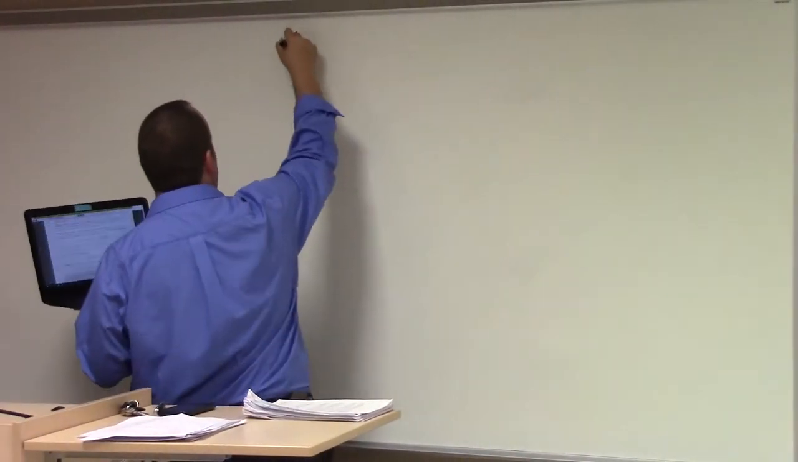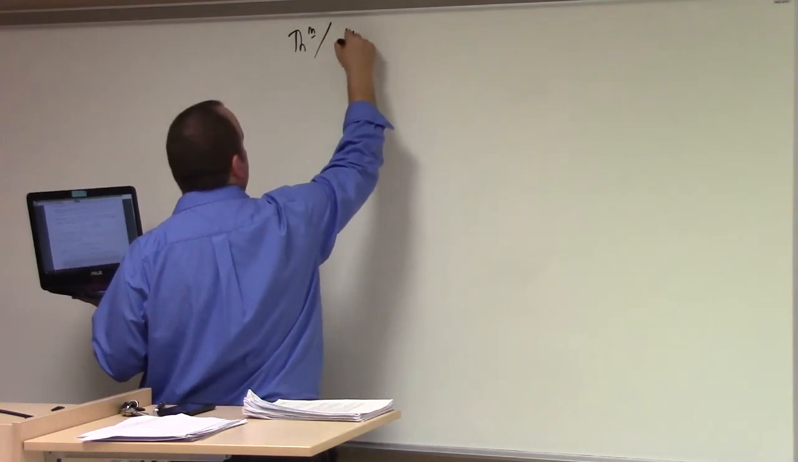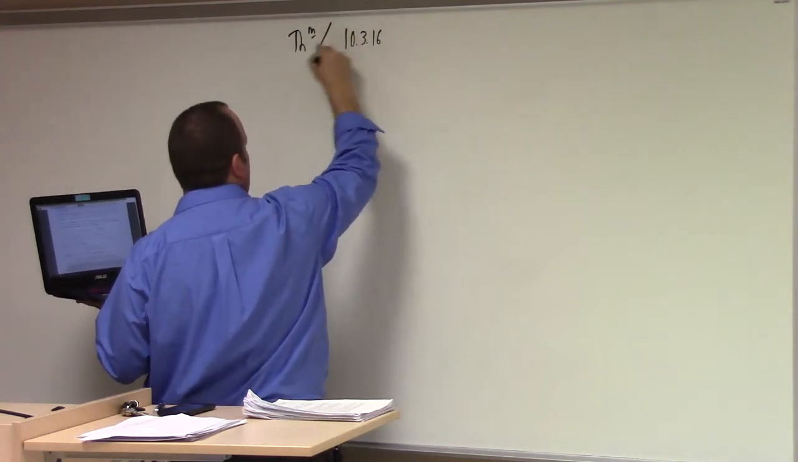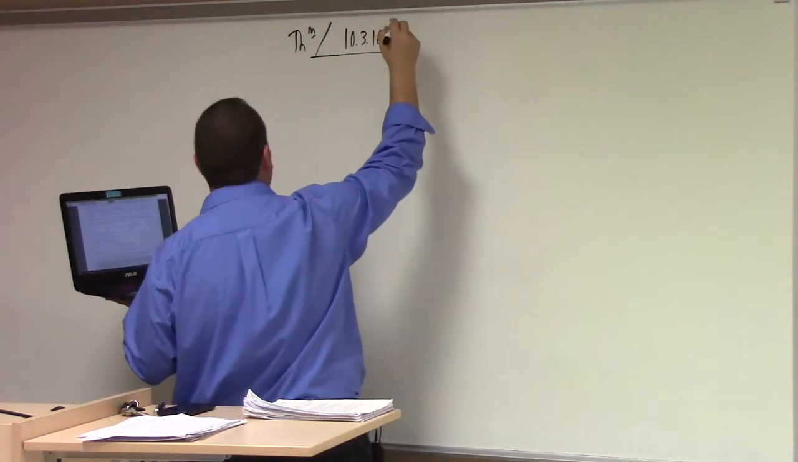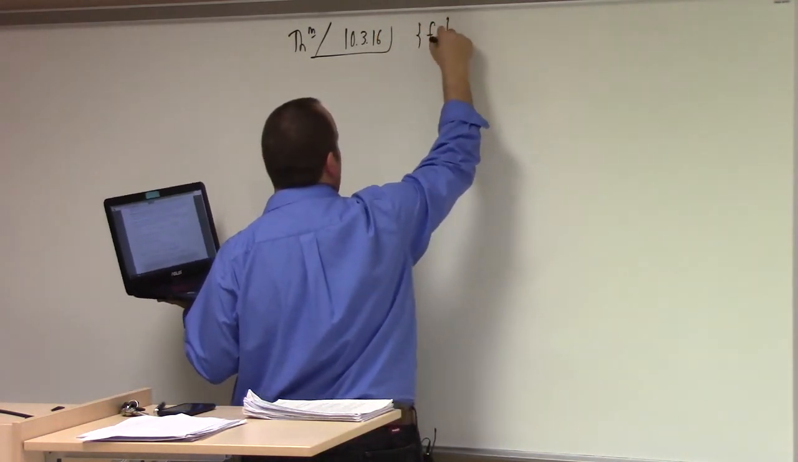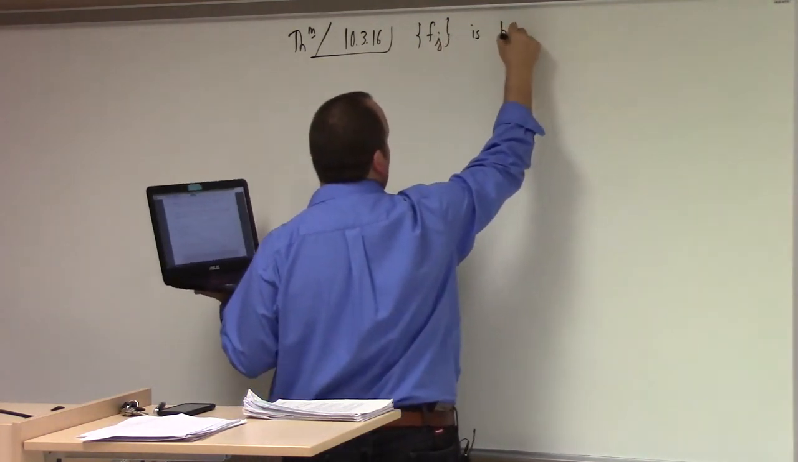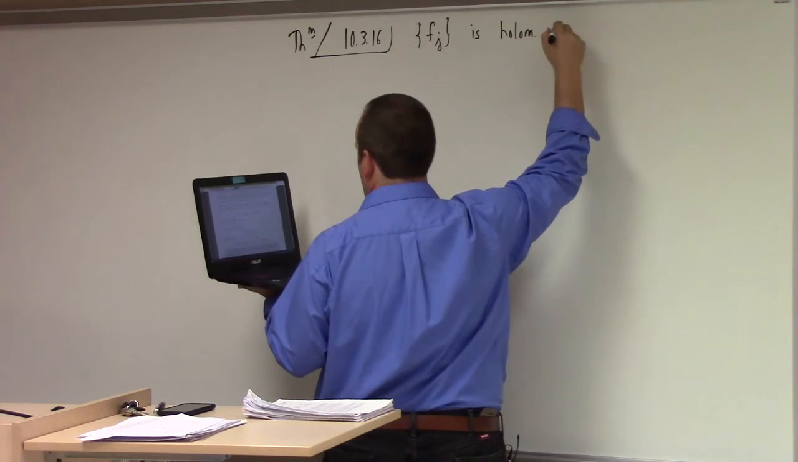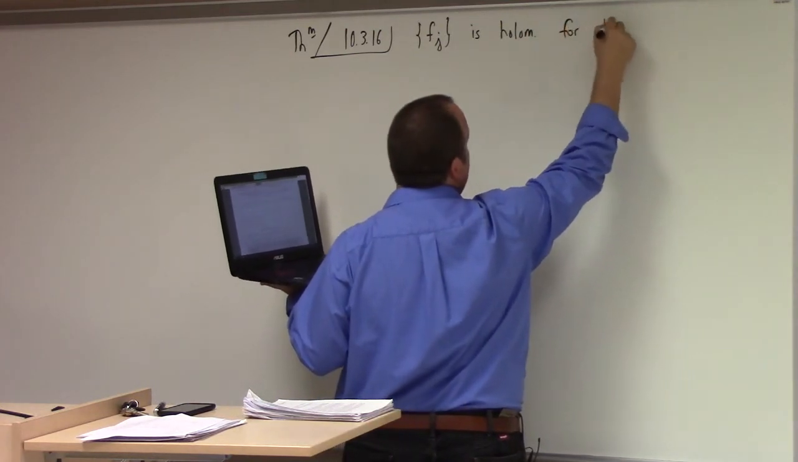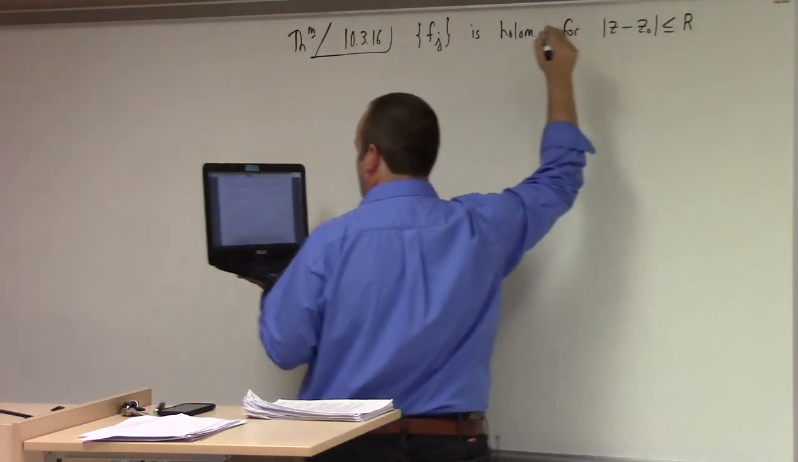All right, so let me get right into it. This is the theorem. And I think there are some unfortunate confluences of notation, not really typos, so I'll try to fix that here in my proof. This is holomorphic for z minus z naught less than or equal to R.